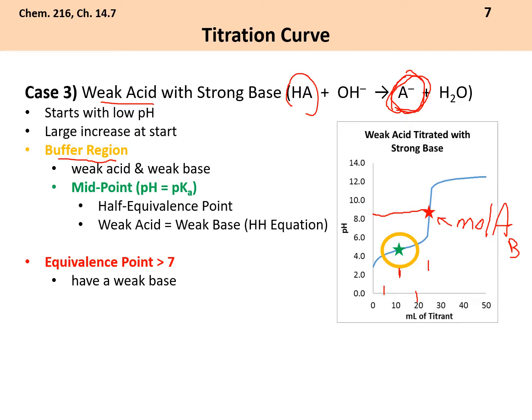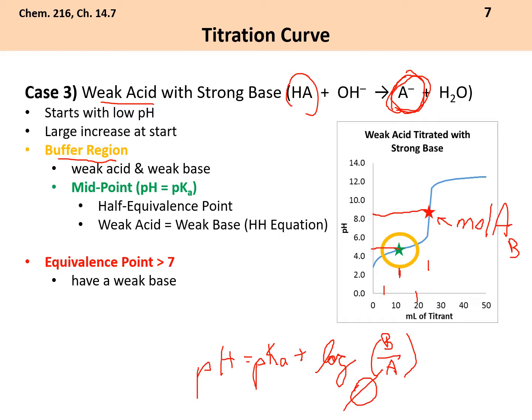Now at this point, seeing that we have a buffer, pH equals pKa plus log of base over acid. Well, if base and acid are the same, this becomes log of 1, which becomes 0. So at the midpoint, the pH equals pKa. That means for this acid, the pKa would be around 4.5. And then I could go ahead and find Ka.